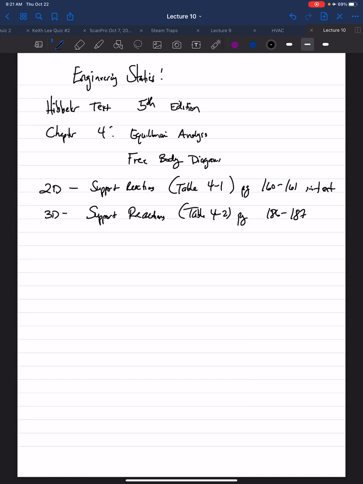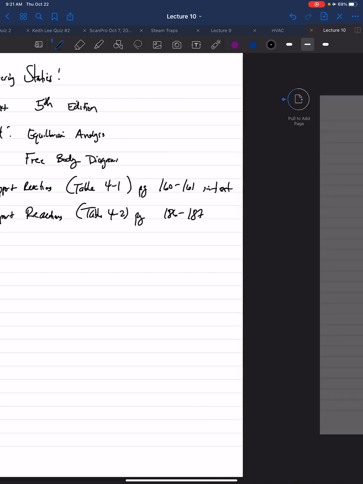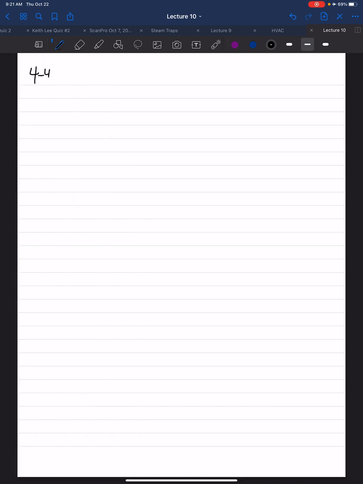Okay, so let's get back into the thick of things. Let's power through some problems in both 2D and 3D, and we'll move on to some new stuff involving friction analysis. So let's start with the problem. Let's look at problem 4-4 on page 179. It says determine the reactions at the supports. This is a 2-dimensional problem.